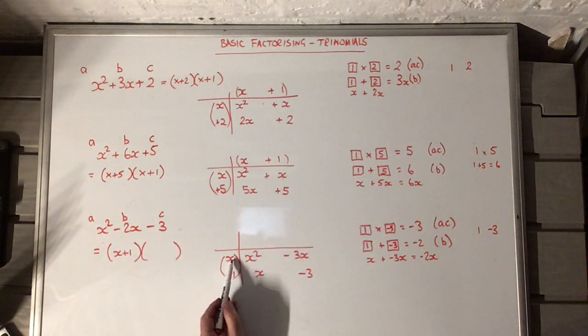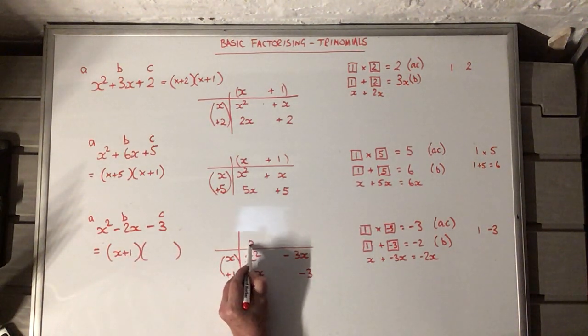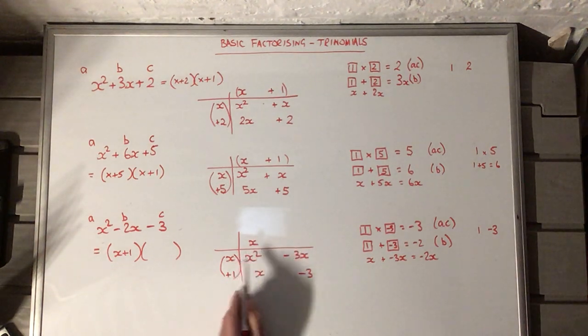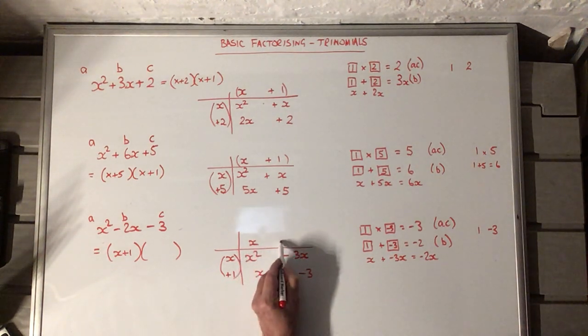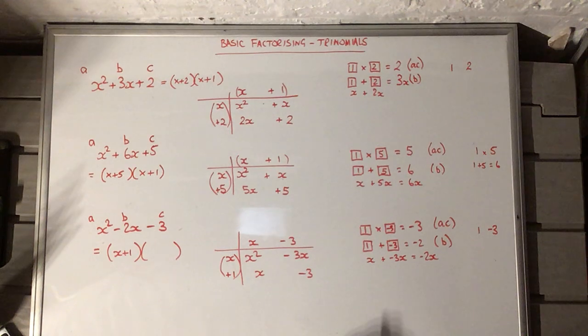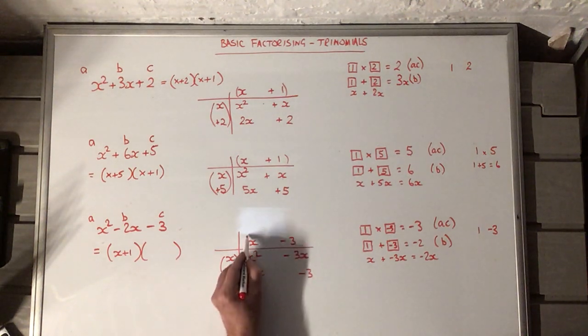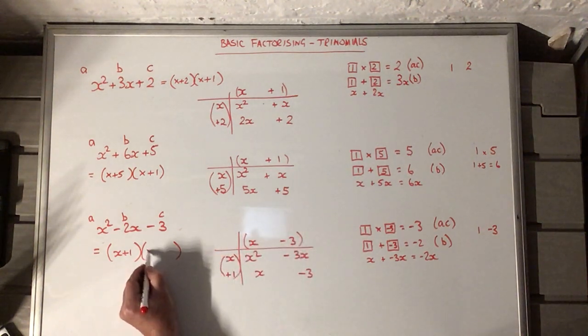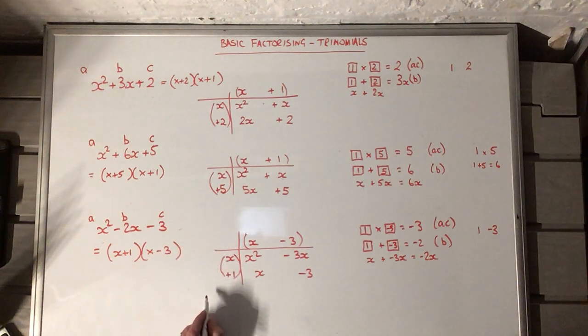Same rules as before. Something times something gives me x squared, again that's going to be your x. And x times something gives me -3x, so that's going to be -3. And that's going to be your other bracket. So that's x minus 3. Finished.